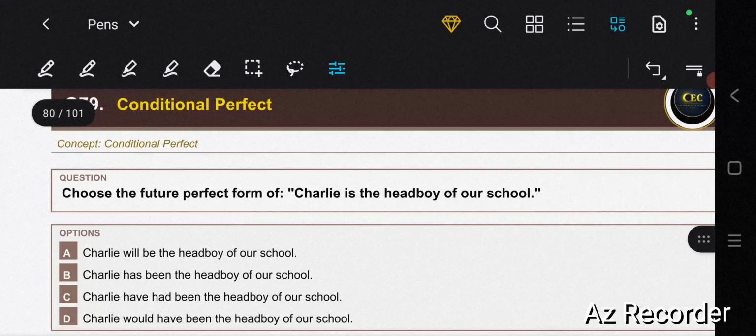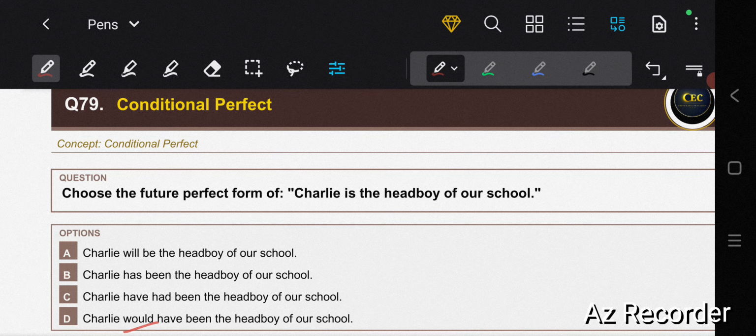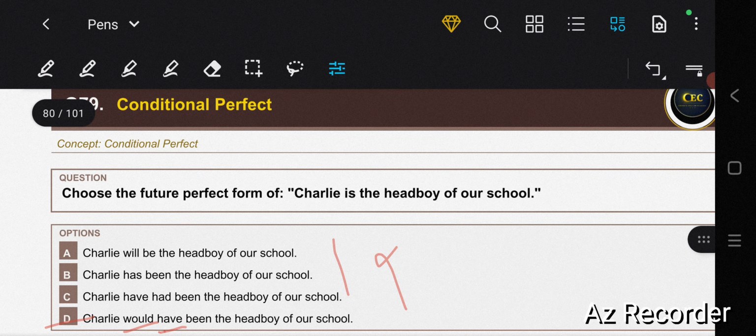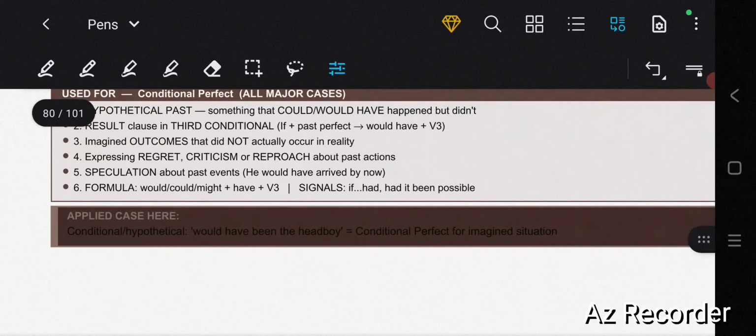So we see over here, has been the head boy. Had been the head boy. So here we see there is the conditional perfect. So it matches with, there is would, have, and been. Okay. So this one is the correct option for the question. All these are totally incorrect. So option D is the correct one.